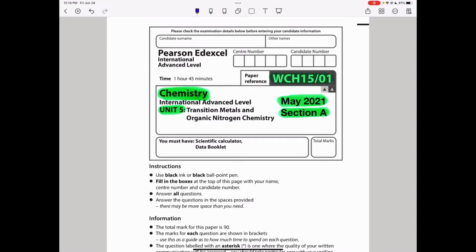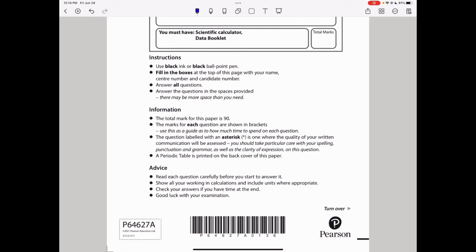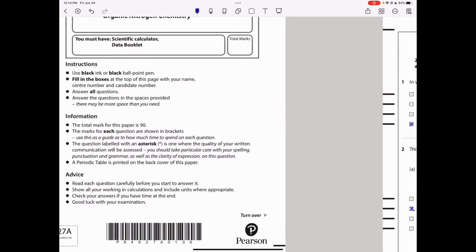Today we are doing the Pearson Edexcel International A Chemistry Unit 5 for May 2021. We'll begin with Section A. So Section A is of course 20 marks. I'll go on to the first question.